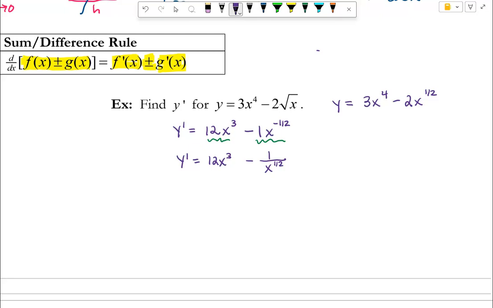So I might do that in my next rewrite and say y prime is 12x cubed minus 1 over the square root of x. And here's the other thing that AP will often want us to do: we will often need to get common denominators. You'll notice on a multiple choice test that this is probably not how the answer would be written, even though this is our derivative. This is correct. So if I think about how I can clean this up, I need to get common denominators. That means I need to multiply by the square root of x here and on top.